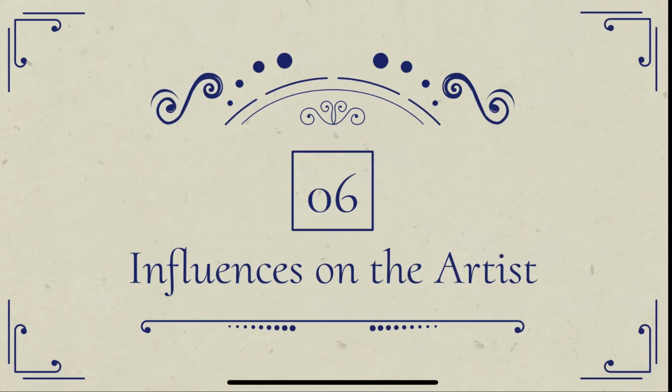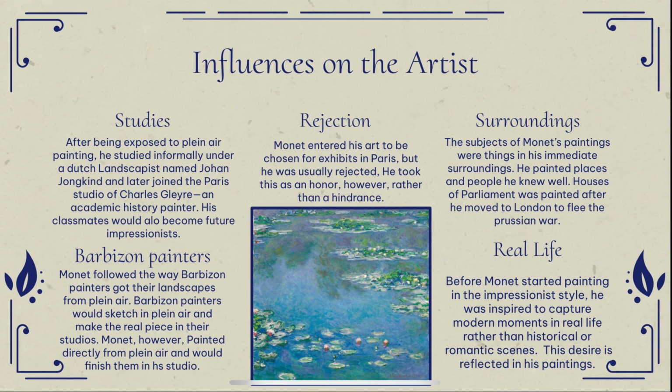And finally, let's discuss the influences on Monet in the Houses of Parliament. The first big influence was his studies. After being exposed to plein air painting by Eugene Boudin, he studied informally under a Dutch landscapist and later joined the Paris studio of Charles Gleyre, who was an academic history painter. His classmates would also become future Impressionist painters and put on their own Impressionist exhibits.